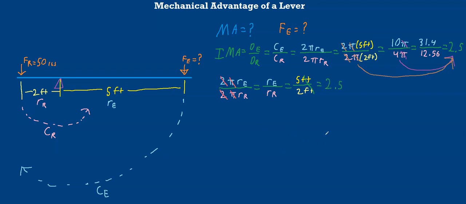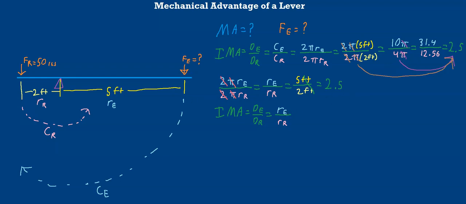And so what does this mean? Well, what this means is our IMA equation, which is equal to dE over dr, is also equal to, in these circular kind of problems, our radius effort divided by our radius resistance. And so even though our radius effort is not equal to our distance effort, they're very different numbers. For example, our radius effort is 5 feet, whereas our distance effort is 31.4. As long as we set them equal to the proportion, it's the same.